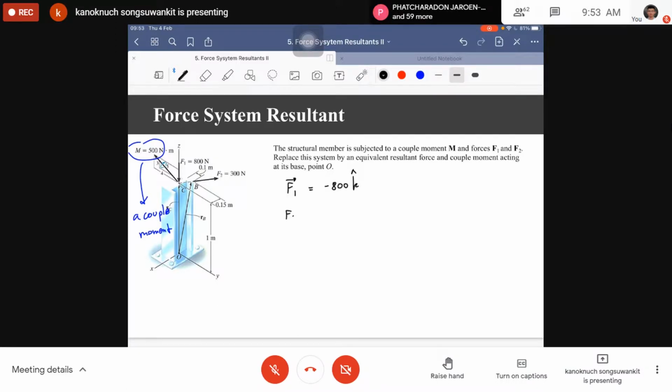And for F2, you know the magnitude equals 300. But what about its direction? Okay, the angle is not given, right? But you can see that from point C to point B, you have the coordinates. Then you can change F2 into the vector by multiplying the magnitude with the direction UBC or UCB.